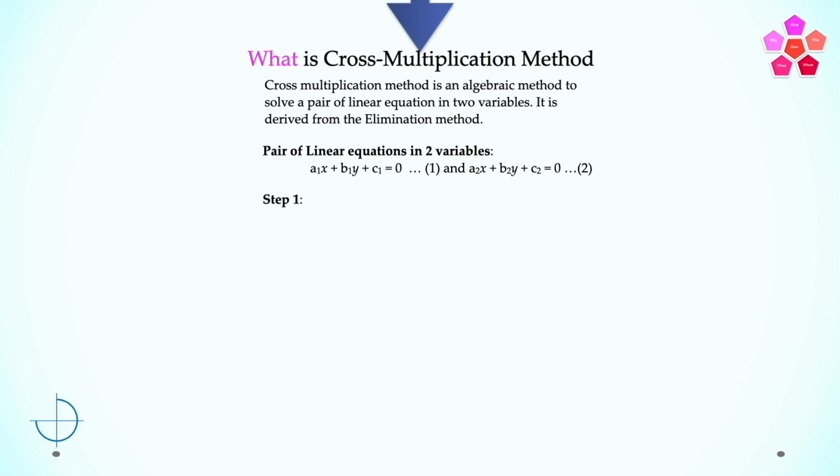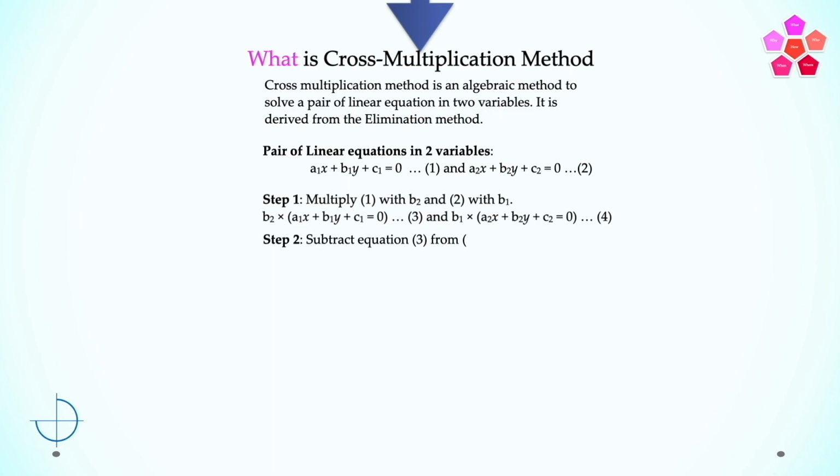So for step 1, we will multiply equation 1 with B2 and multiply equation 2 with B1. So we have B2 multiplied by, in parenthesis, A1x plus B1y plus C1 is equal to 0, which will be marked as the third equation. And then we have B1 multiplied by A2x plus B2y plus C2 is equal to 0, which will be marked as equation 4. Now, as part of step 2, we subtract equation 3 from 4.